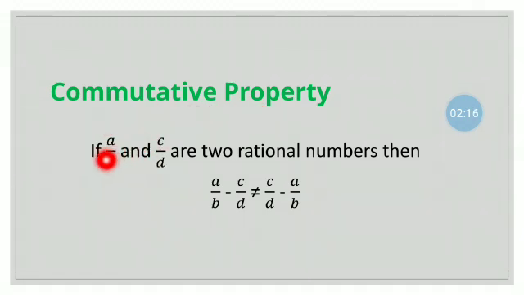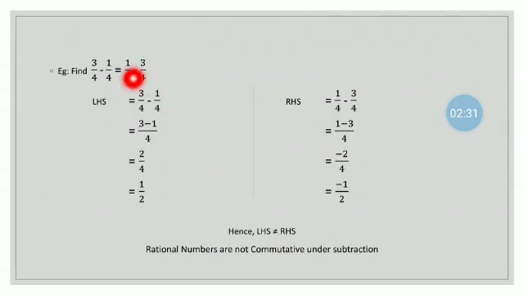Commutative property. If a upon b and c upon d are two rational numbers, then a upon b minus c upon d is not equal to c upon d minus a upon b. So let's check with an example. 3 upon 4 minus 1 upon 4 versus 1 upon 4 minus 3 upon 4. So let's check with LHS and RHS.